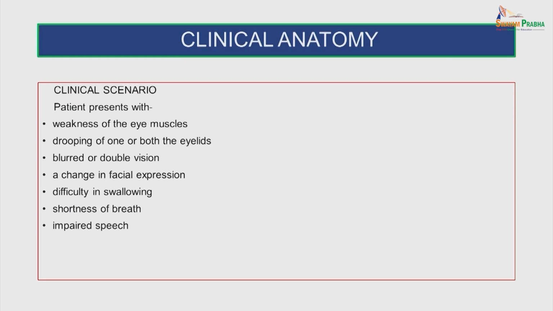This is a clinical scenario which will be discussed at the end. The patient presents with weakness of the eye muscles, drooping of one or both the eyelids, blurred or double vision, a change in facial expression, difficulty in swallowing, shortness of breath, and impaired speech.